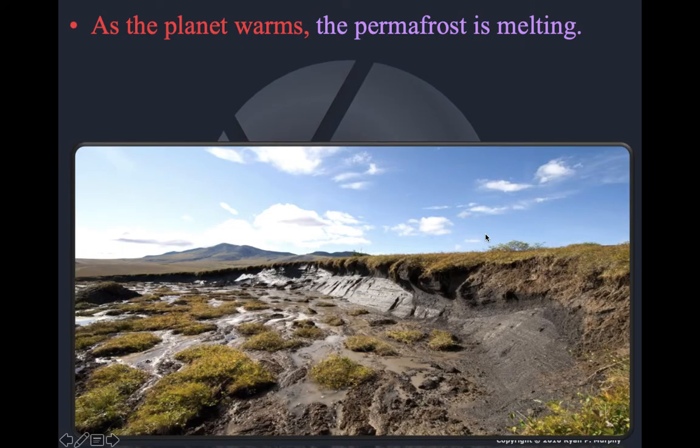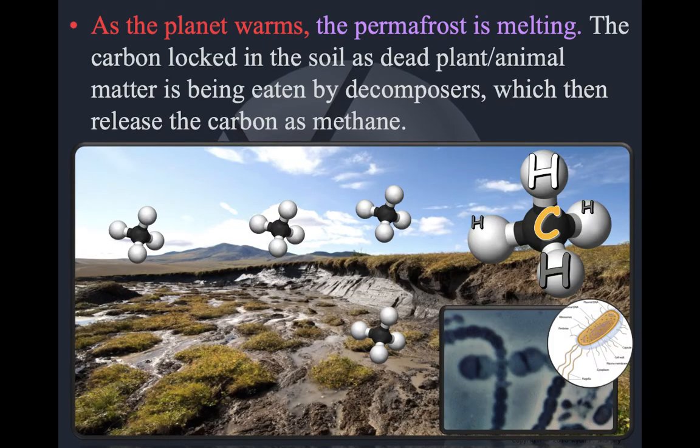This is a large, large amount of land we're talking. Now, as the planet warms, the permafrost is melting. There is dead plant and animal matter, which we know contains carbon. And as that plant and animal matter becomes available as the ground thaws, the decomposers are going to use it as a food source. As they eat it, they're going to digest it and they're going to release methane. So think of there being a ton of potential methane that is now thawing out and possibly, as it is eaten by decomposers, transformed into methane gas.